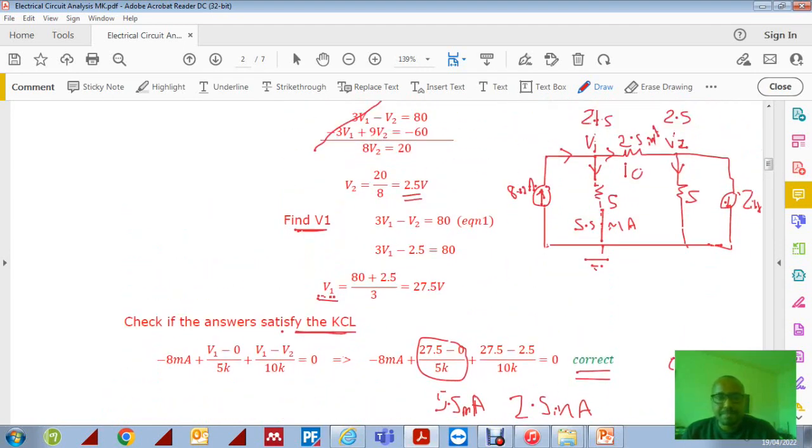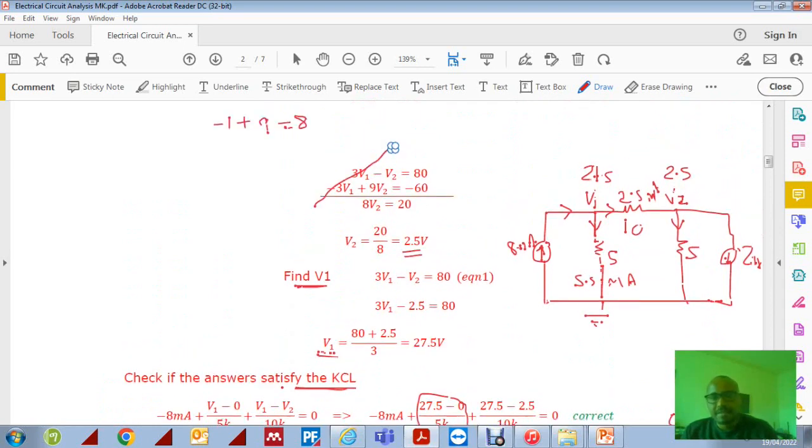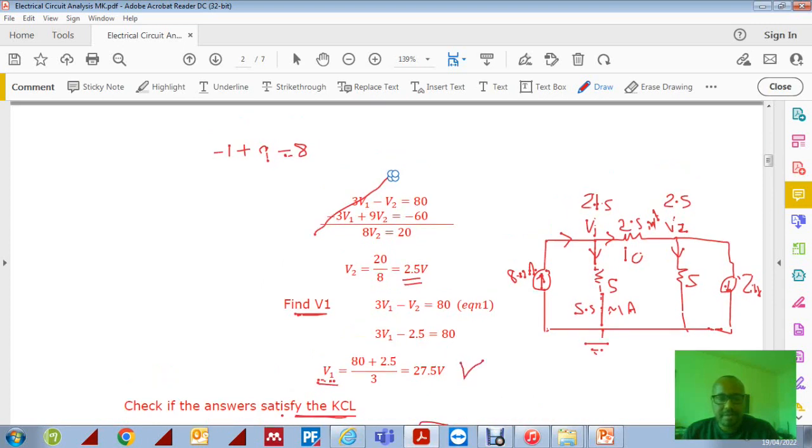But the main principle is to find the voltage using nodal analysis. So we managed to find V1 and V2.